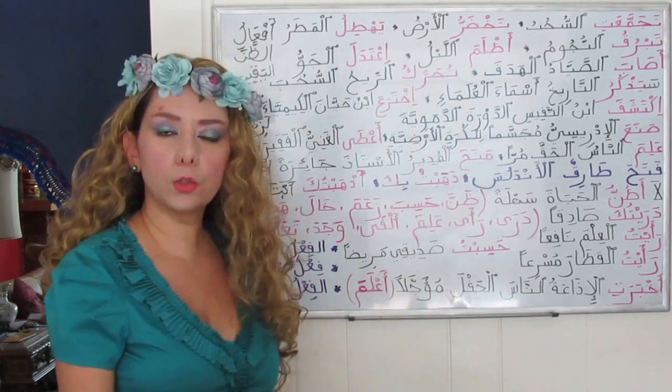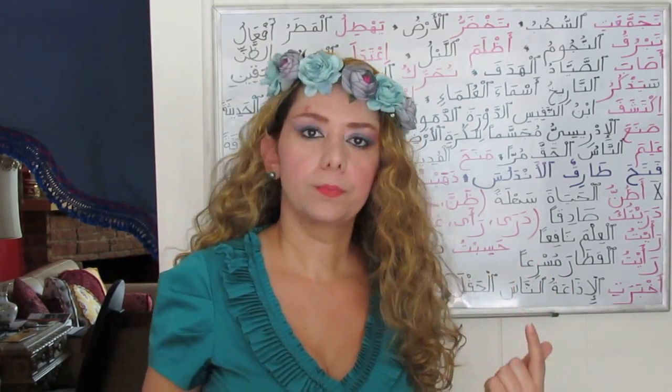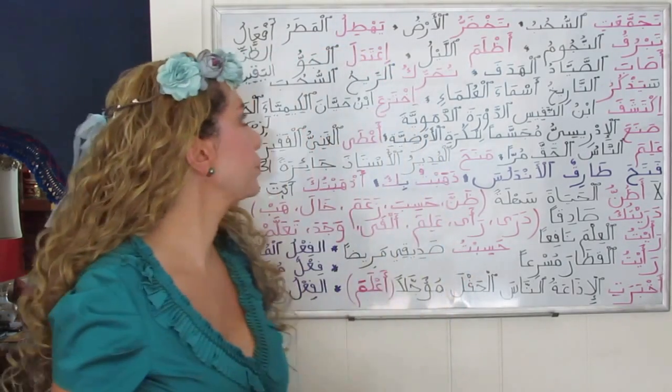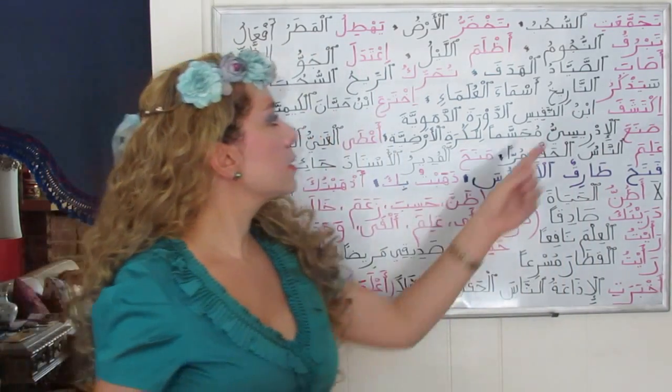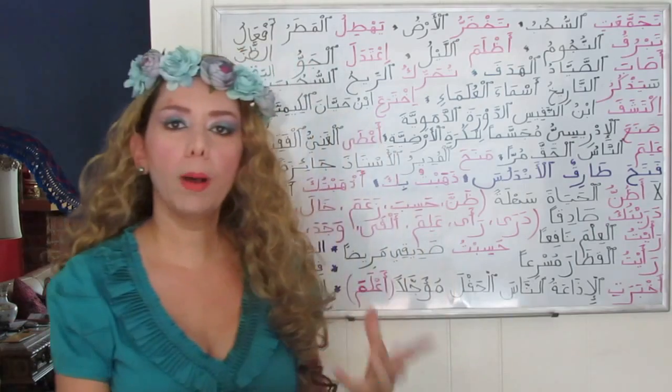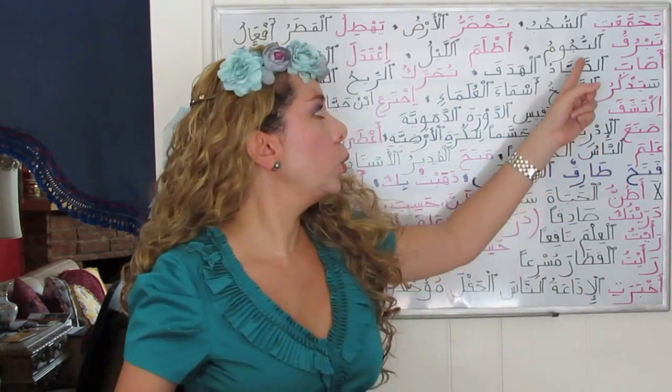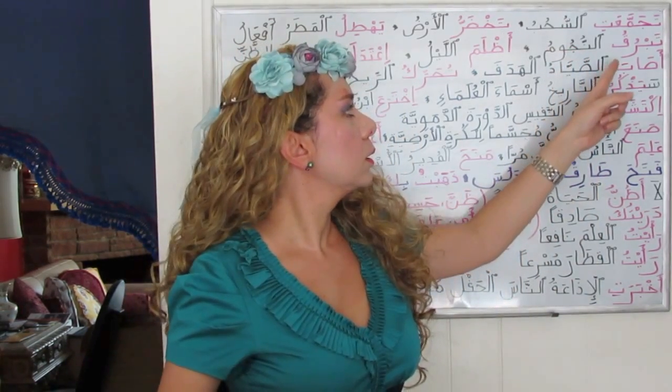تخضر الأرض. اخضر is to become green. The earth becomes green. اخضر is form 9 verb. يهطل المطر. It is raining. هطل, to pour down. تبرق النجوم. برق, to dazzle, to sparkle, to shine. النجوم, the stars, shine or dazzle.